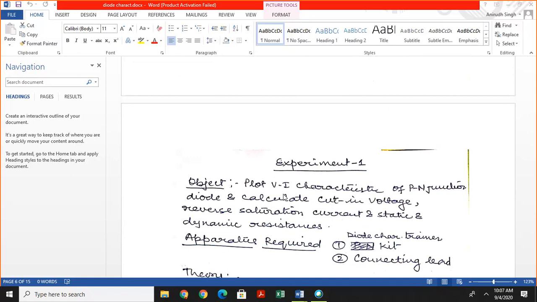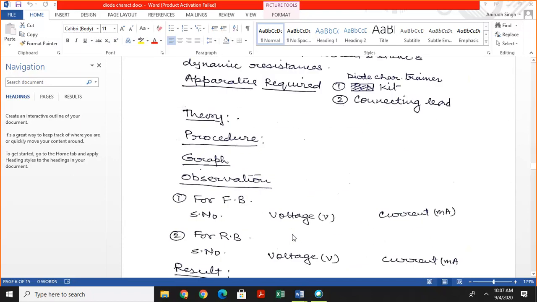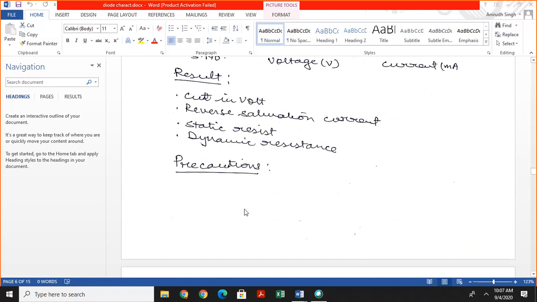Experiment 1, object: plot the VI characteristic of a PN junction diode, calculate cut-in voltage, reverse saturation current, static and dynamic resistance. Apparatus needed: diode characteristics trainer kit, connecting leads. Then write theory, procedure, observation table for forward bias with serial number, voltage and current, reverse bias with serial number, voltage and current, then plot the graph and result: cut-in voltage, reverse saturation current, static resistance and dynamic resistance, then write down precautions.